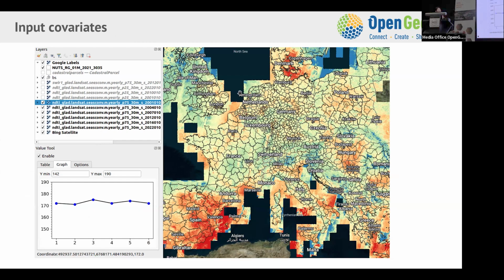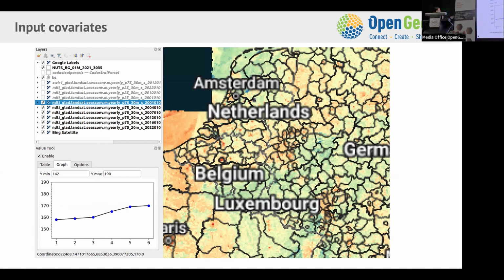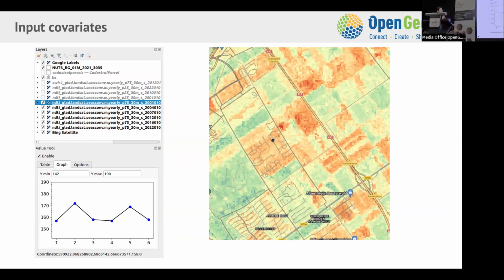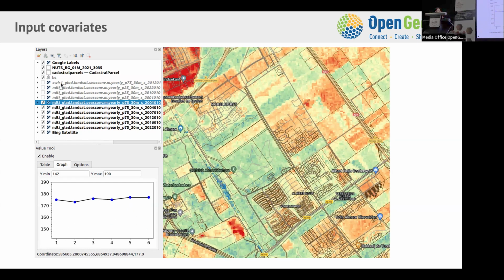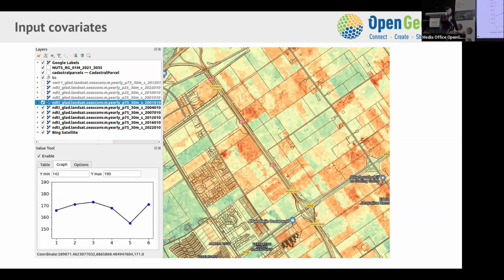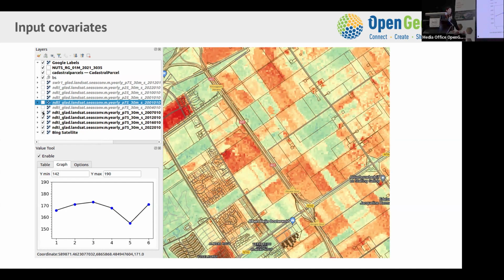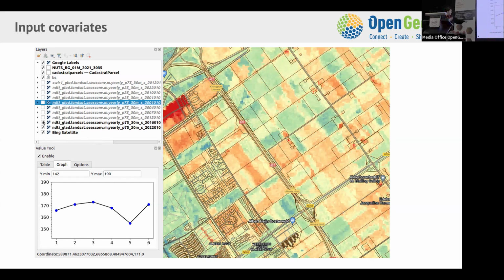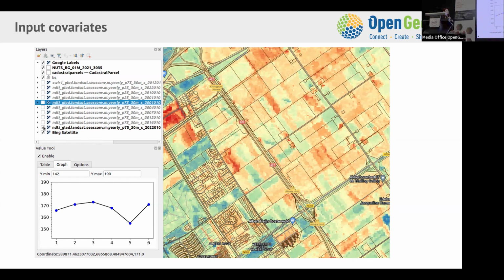And just to give you some idea of how it may look, this is a tillage index, the normalized tillage index. You can see it's quite detailed. It aligns well with the cadastre data, the administrative data, and it's available as time series.